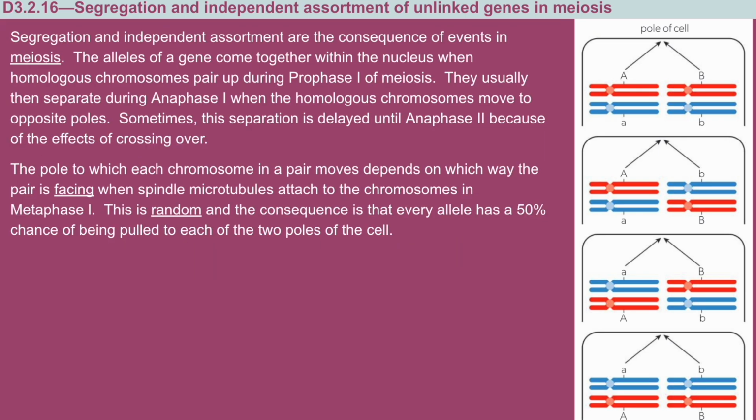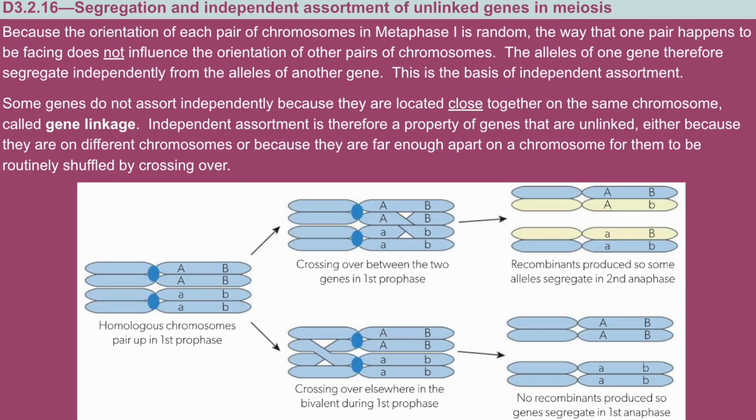Okay, segregation and independent assortment are the consequences of events in meiosis. Okay, and it just has to do in this case with which pole each of the individual sets of homologous pairs, which side they line up on when they line up during metaphase. Okay, and that again is a 50-50 random chance. Okay, there's no influence on the orientation of other pairs of chromosomes. Each one has that 50-50 chance of how they line up.